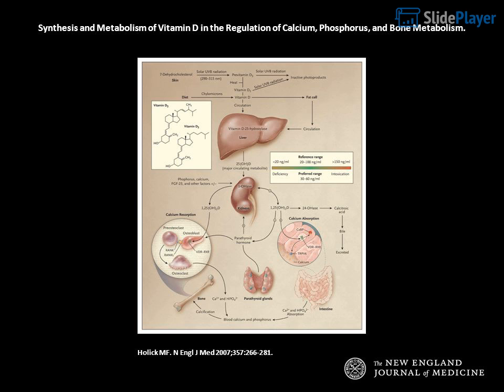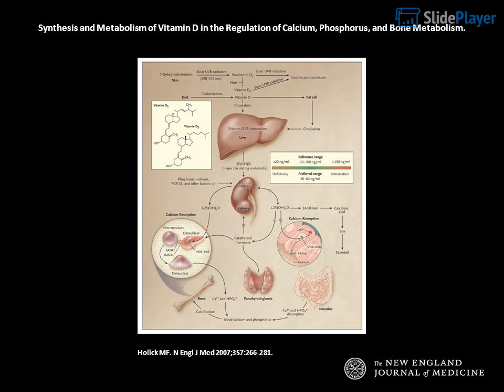This form of vitamin D is biologically inactive and must be converted in the kidneys by 25-hydroxyvitamin D 1-alpha-hydroxylase, 1-OHase, to the biologically active form, 1,25-dihydroxyvitamin D, 1,25-D. Serum phosphorus, calcium, fibroblast growth factor 23, FGF23, and other factors can either increase, plus, or decrease the renal production of 1,25-D.